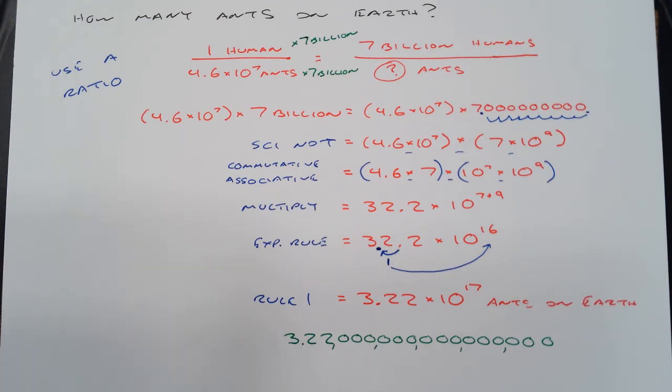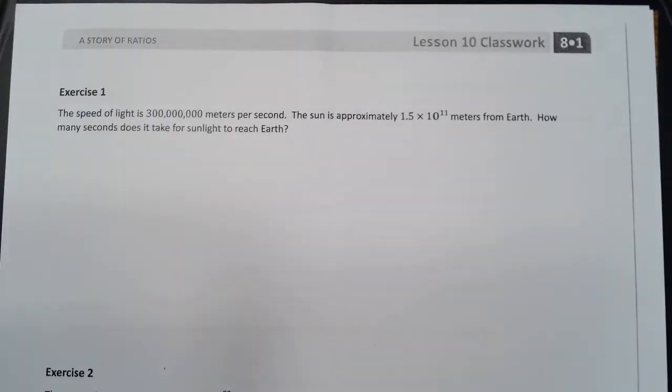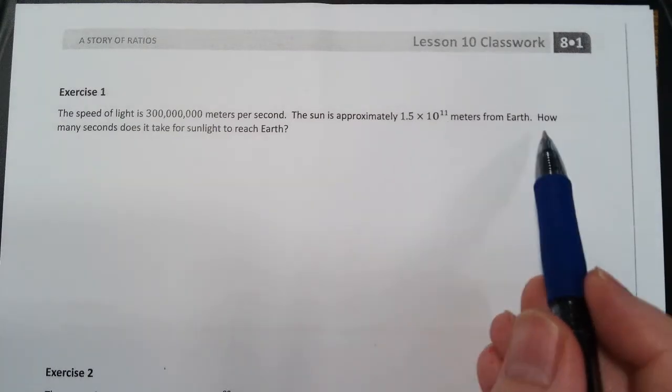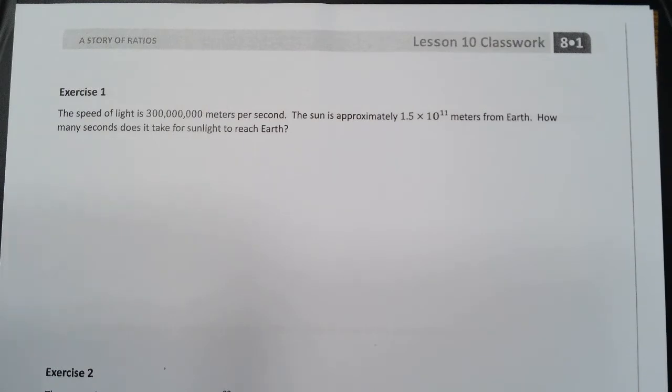Let us try some exercises now. Open up your math book, go to page 95. Your page 95 should look an awful lot like that one. Exercise 1 on page 95, talking about the speed of light. The speed of light is 300 million meters per second. The sun is approximately 1.5 times 10 to the 11th meters from Earth. How many seconds does it take for sunlight to reach the Earth?